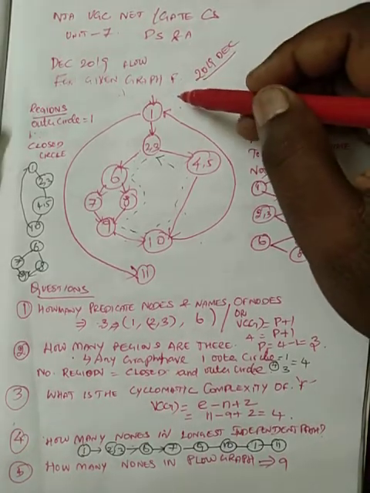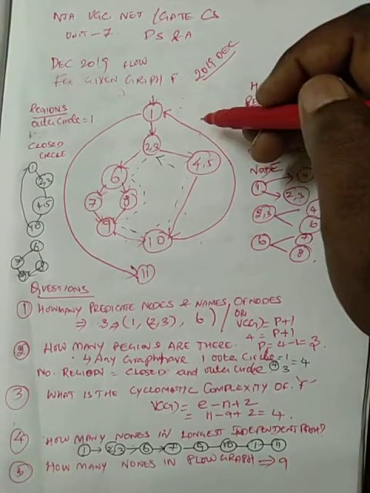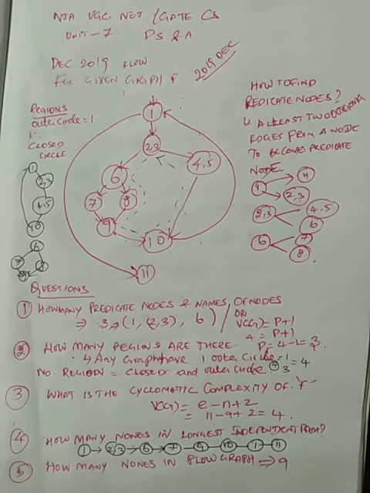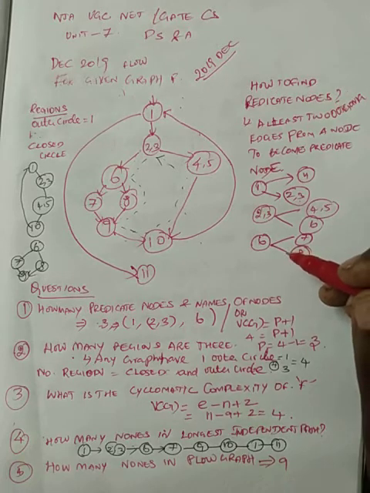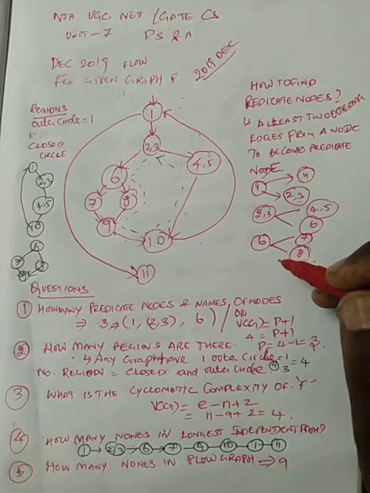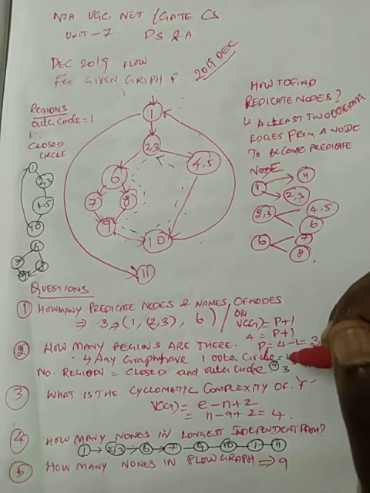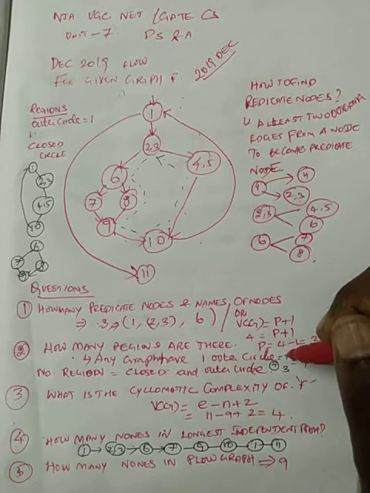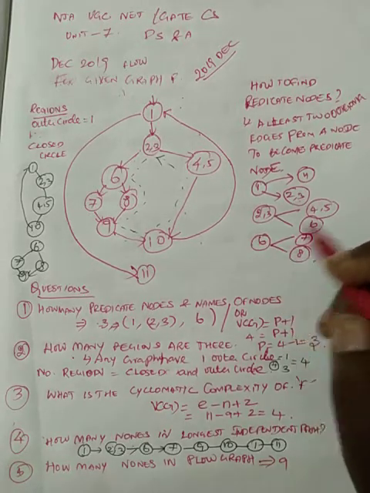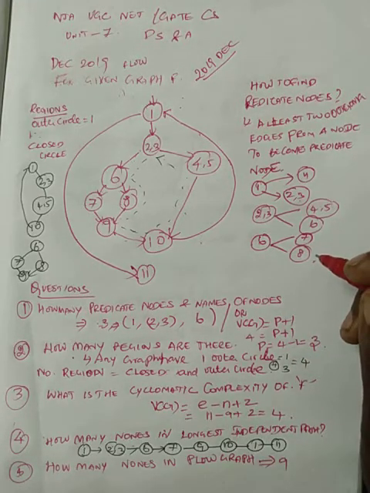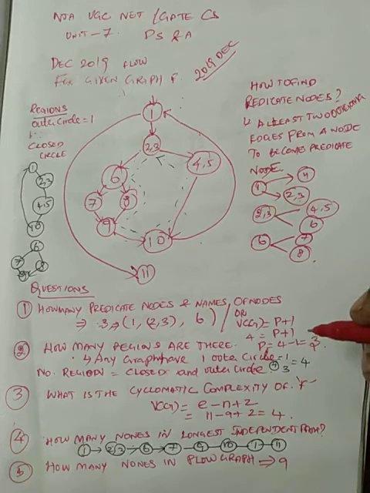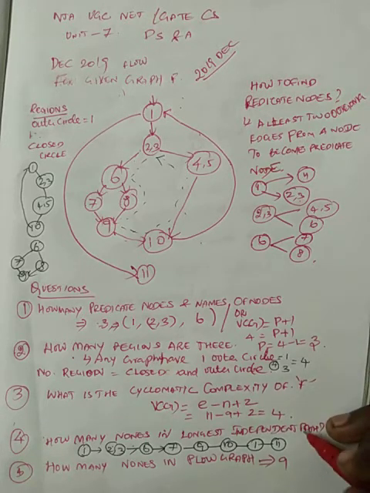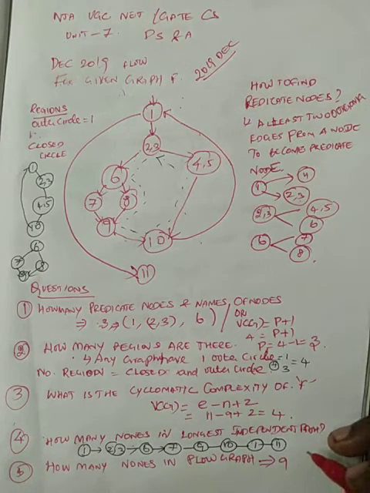So here they mentioned a flow graph F, and for that they posted 5 questions. Question number one: how many predicate nodes and what are the names of those predicate nodes? Question number two: how many regions are there in this given flow graph? Question number three: what is the cyclomatic complexity of flow graph F? Question number four: how many nodes in the longest independent path? You want to count and check it. And question number 5: how many nodes in the flow graph?